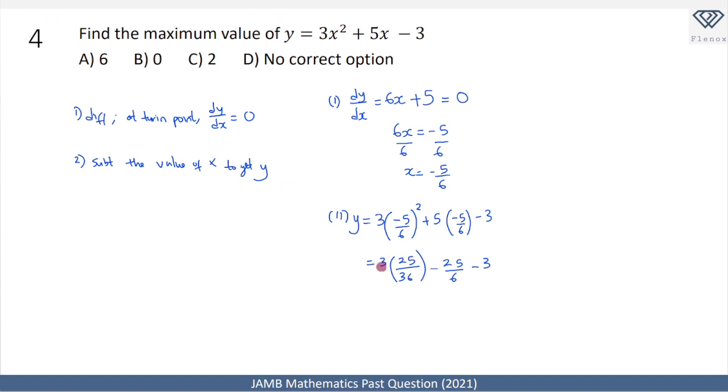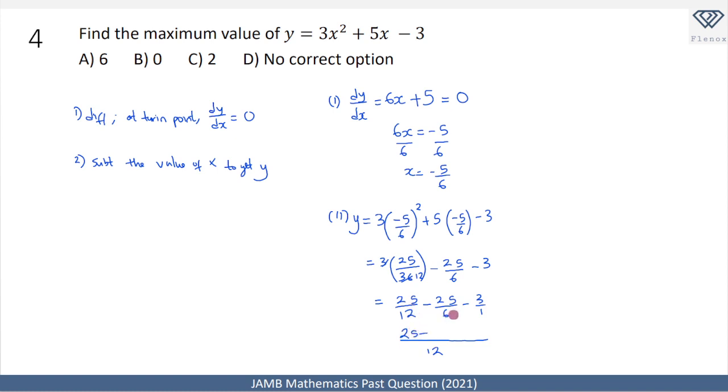So now we can simplify this. We know 3 goes into 36, 12 times. So this is just 25 over 12, minus 25 over 6, minus 3 over 1. Now we know that the LCM of all of this is going to be 12, and 12 in 12 gives 25.